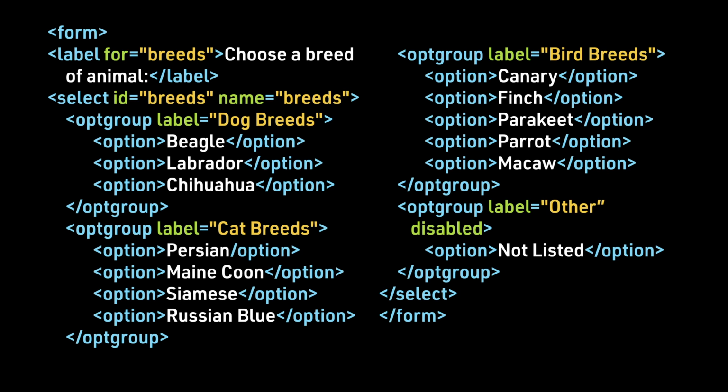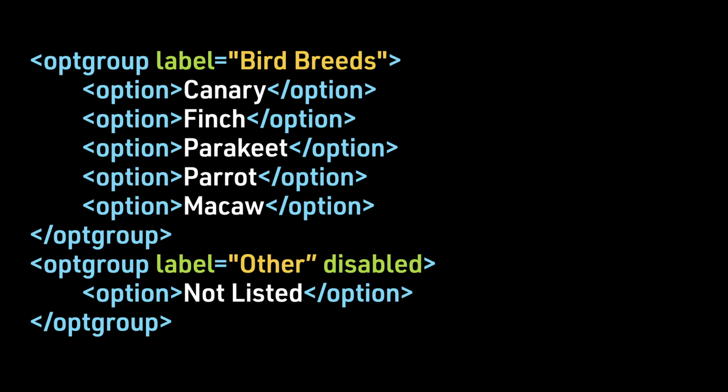So for instance, all the breeds that have to do with dogs are together in an optgroup labeled dog breeds, while the groupings of cat breeds are grouped into an optgroup for cat breeds, and then the different types of birds are in an optgroup for bird breeds. And for other types of animals, we have an other, and the option is that it is not listed.